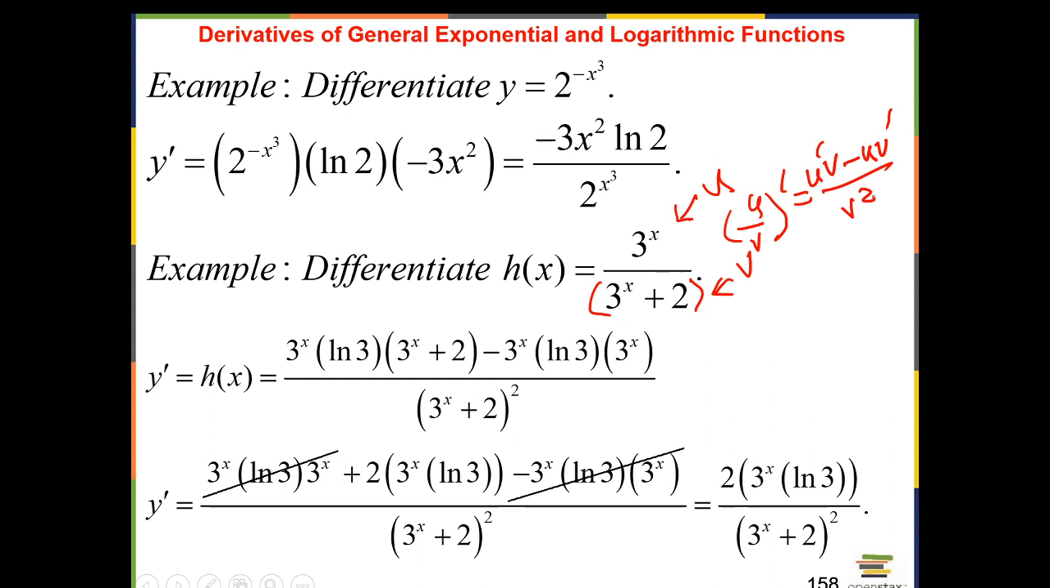And if you follow that, that's u prime. U prime is the derivative of 3 to x, which is 3 to x times ln 3, right? Times v, which is that, minus u, which is that, times the derivative of this. The derivative of this is the derivative of 3 to x plus 0. The derivative of 3 to x is 3 to x times ln 3. And then divided by v squared.